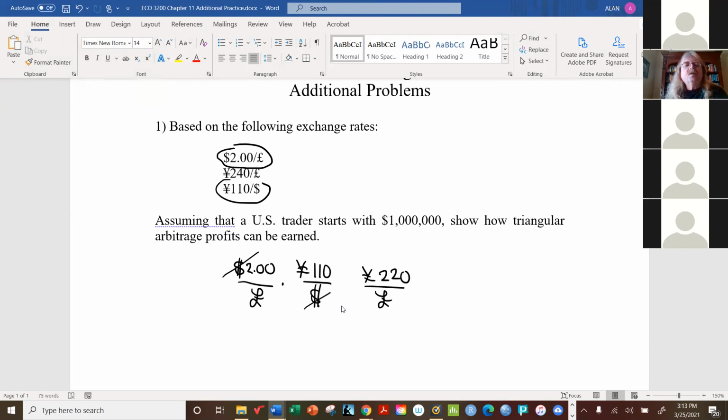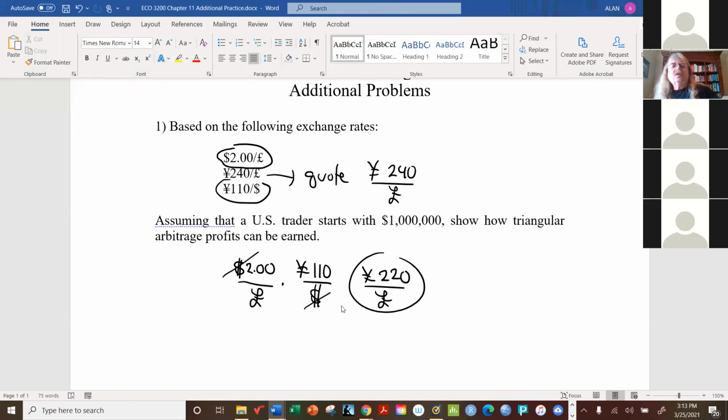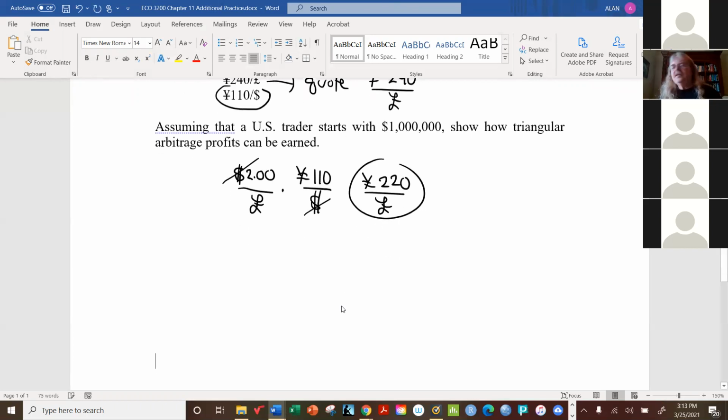And yet the quote here is off, isn't it? The quote that we were given offered to give us 240 yen per pound, whereas it should only give us 220 yen per pound. So something's clearly out of whack, which means that we can, in fact, earn profits from this.